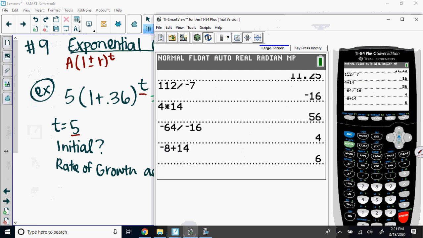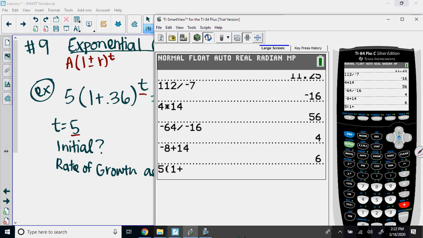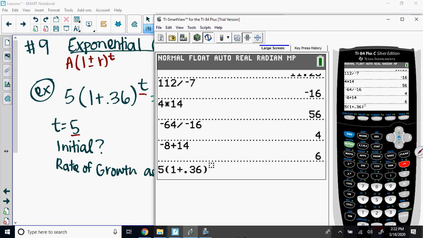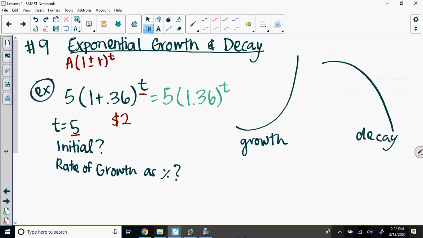Let's try this again. Okay, it is 5 times, so parentheses 1 plus 0.36, to the, so remember to do the power, you use this caret button if you're using your calculator, 5th power. And we get 23.26. So if this is dollars, we'll say $23.26 or put whatever unit it is on it.